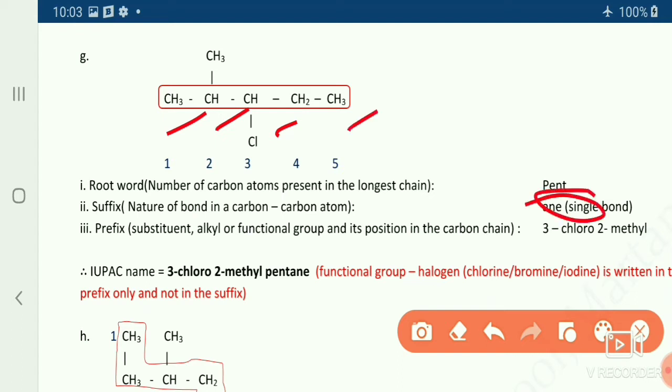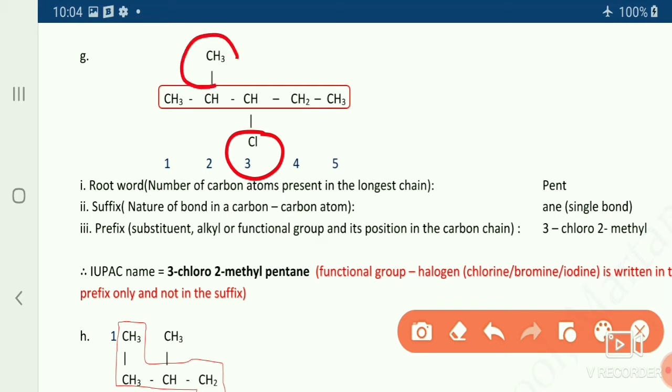We write ane as the suffix. Then we go with the prefix. Now even though there is a functional group, it is written in the prefix. Please remember that. All halogen group elements are written in the prefix, not in the suffix. Okay, and we have got one methyl also. So there is one methyl and there is one chlorine.